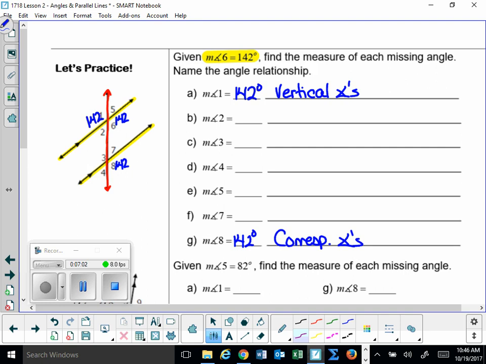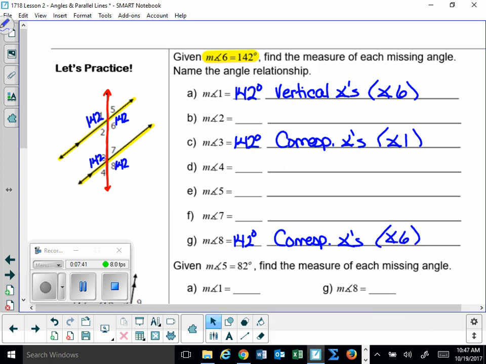I could have also said 1 and 8 are alternate exterior angles, so I could have a different angle relationship there in part A. Let's see. 1 and 3 are corresponding angles. I can go ahead and mark 142 degrees for 3. And I'm going to go ahead in here and say that I was talking about angle 1 for that relationship. Vertical angles, I'm going to say I was talking about angle 6. And down here for angle 8, I'm going to remind you I was talking about angle 6.